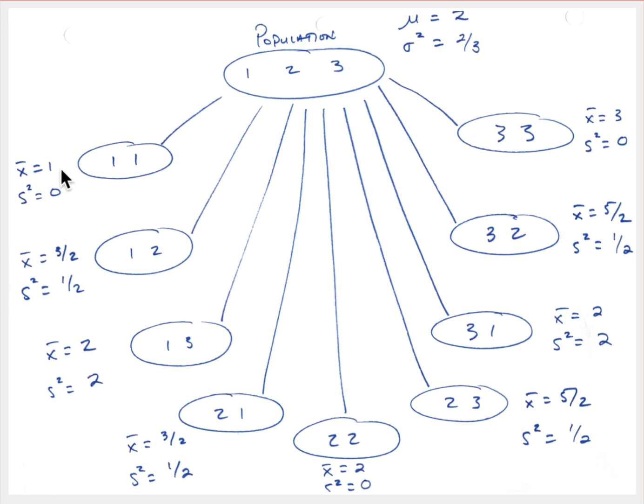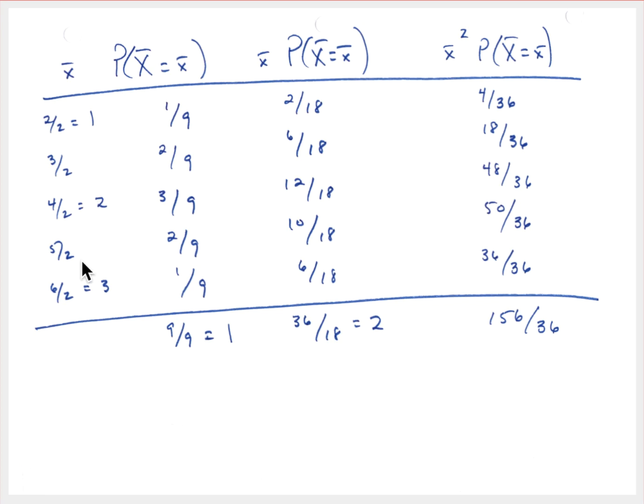Now, we see here the possible values that X bar can take on for this experiment. It can take on the value 1, 3/2, 2, 5/2, and 3. And so those 5 values comprise the sample space of the random variable X bar. The probabilities associated with those values, in other words, the values of the PMF for each of those values, are listed here in this second column.